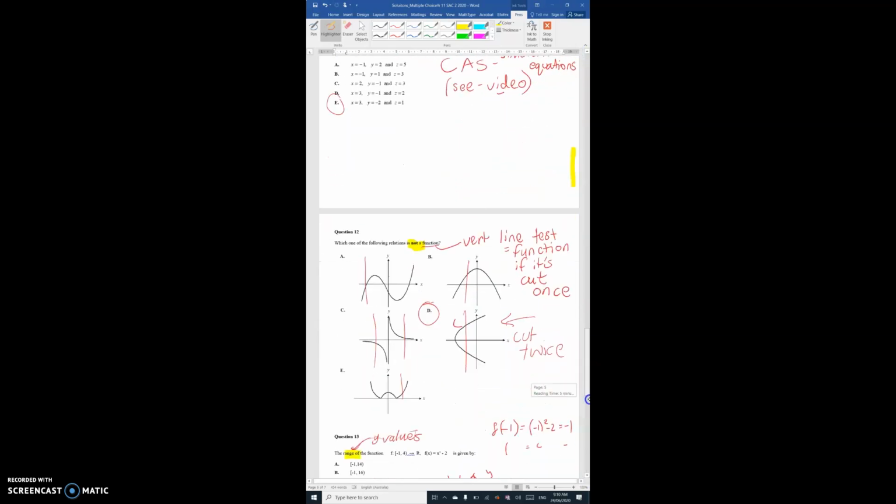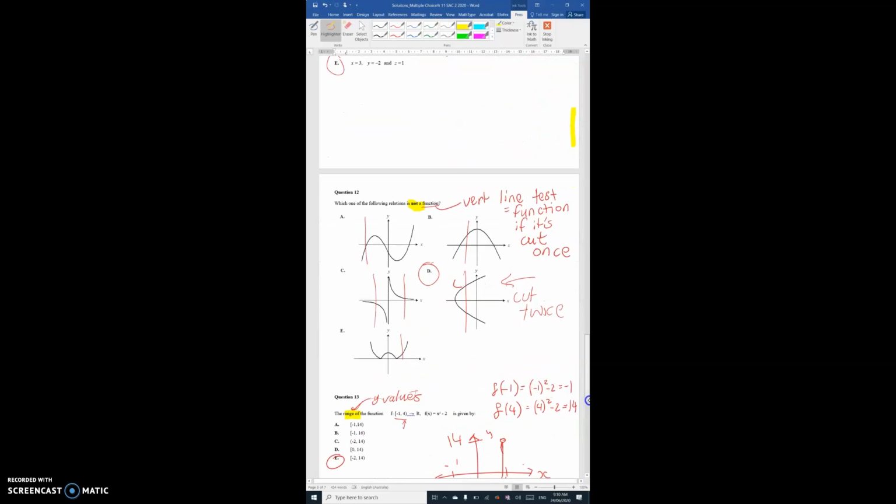All right, so question 12. Which of the following is not a function? Now, you'll notice I've already annotated this. For something to be a function, you do the vertical line test. That's the fastest way. If it cuts the graph once vertically, then it is a function. So this question is asking for not a function, which means it needs to cut it more than once vertically. You'll see that the only option is D, because it cuts the graph twice.